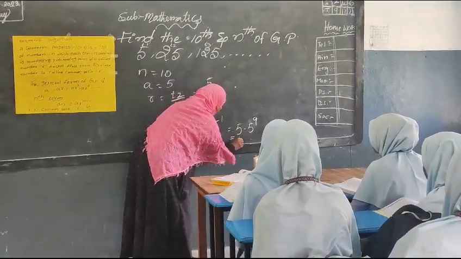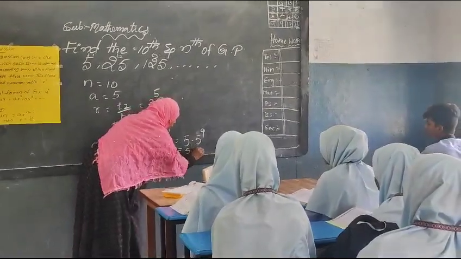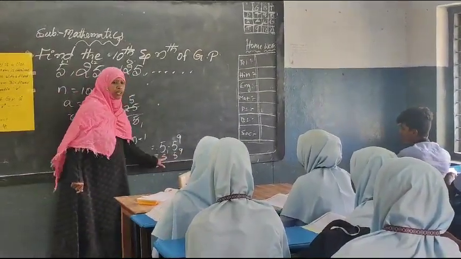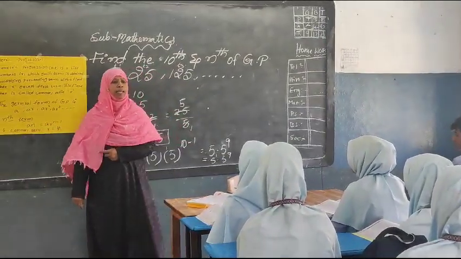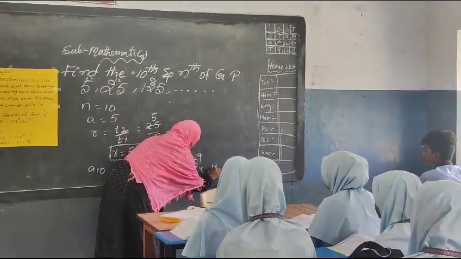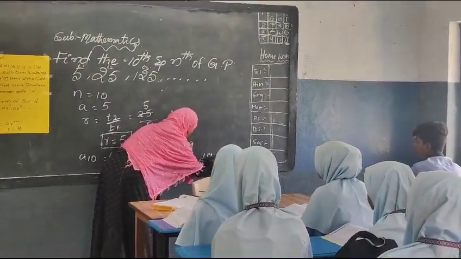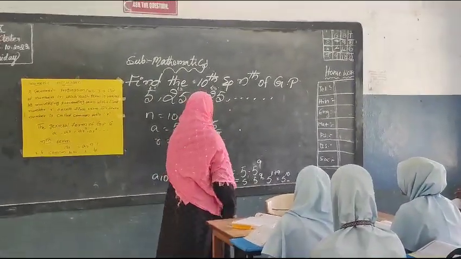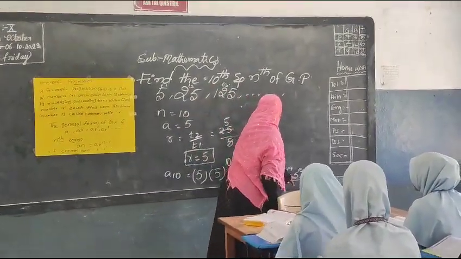Here the first 5 is 5 power 1. If the bases are equal, the powers will be added. That equals 5 power 1 plus 9, which is 5 power 10. The 10th term is 5 power 10.